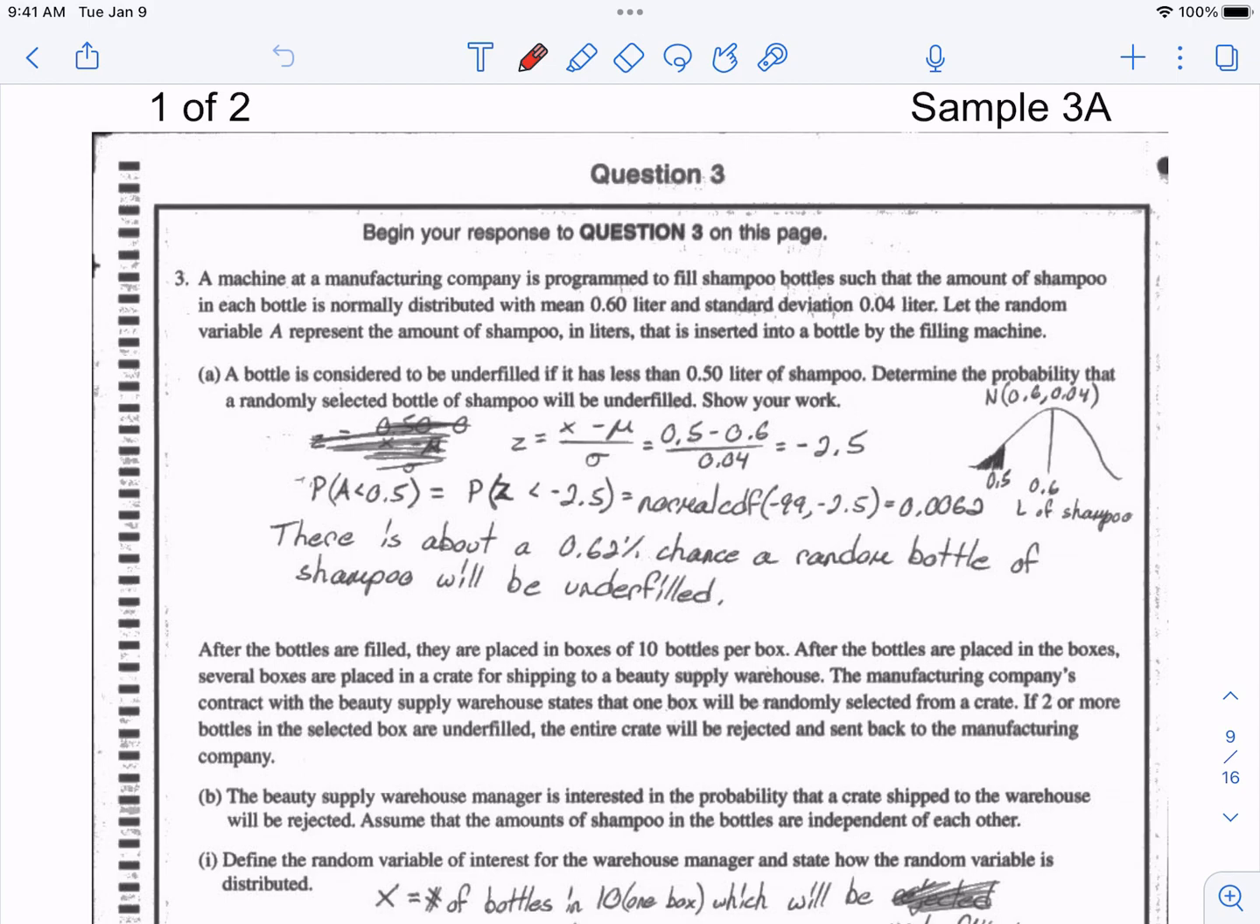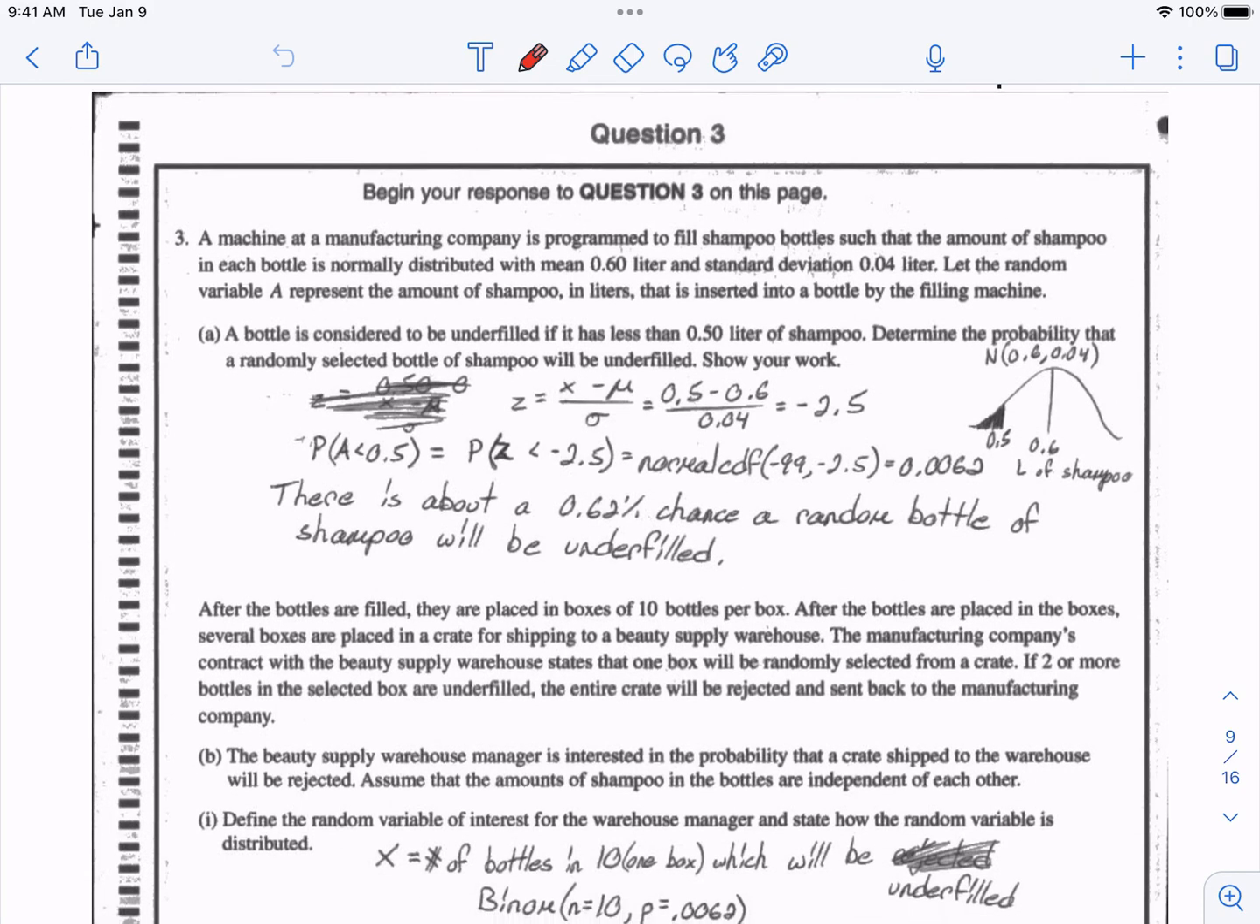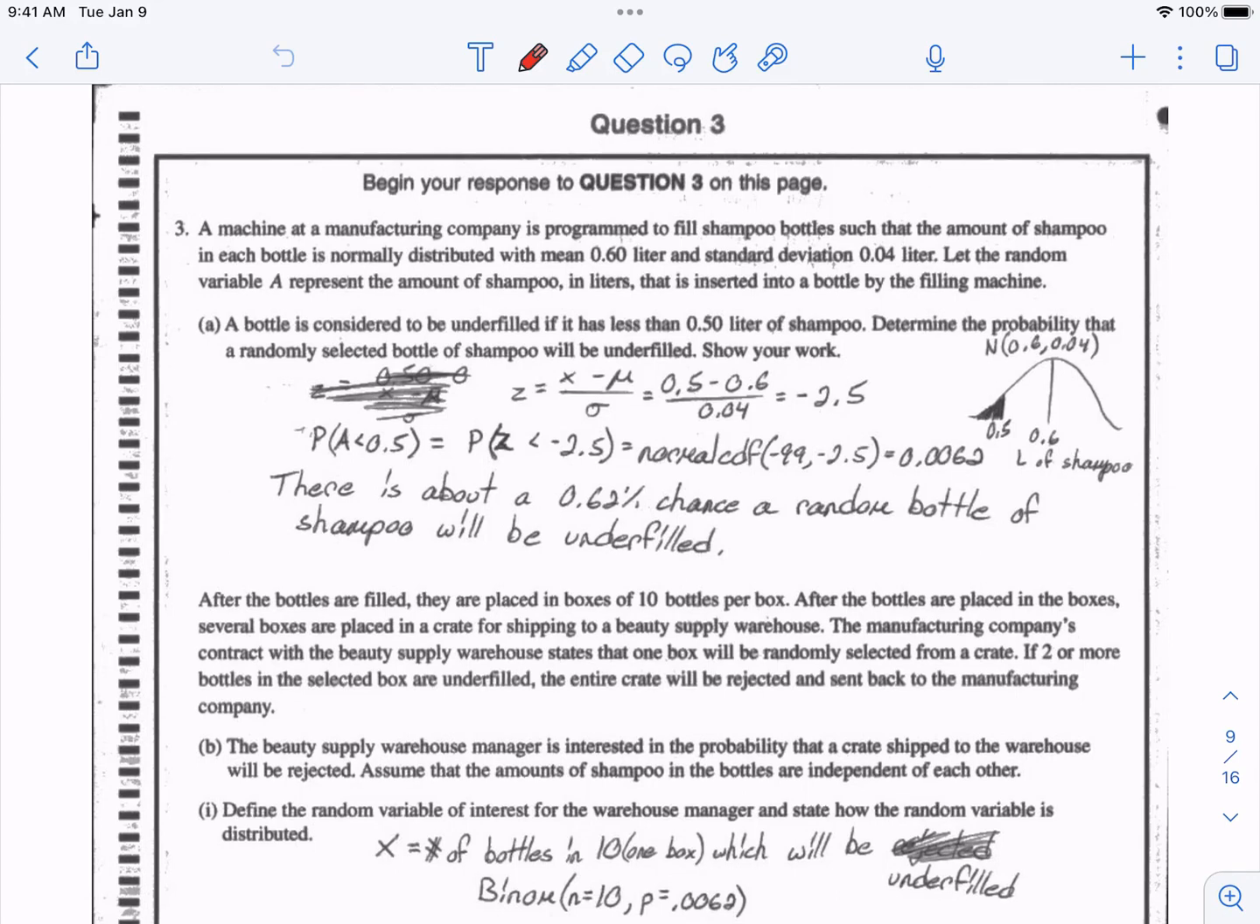So let's look at the things that students have to have for full credit. In the first part, there are 3 things that students must have to get full credit. The first thing, they have to communicate clearly what distribution is being used and the parameters of that distribution.